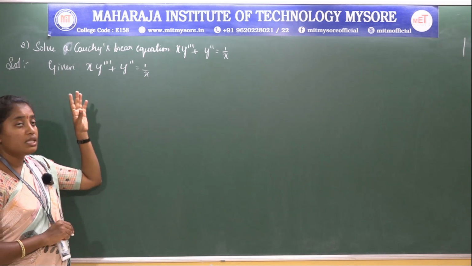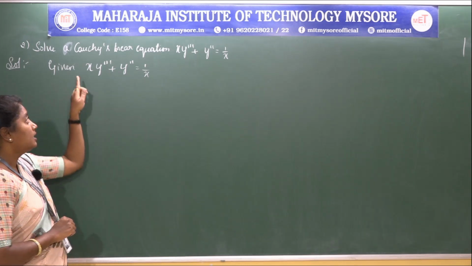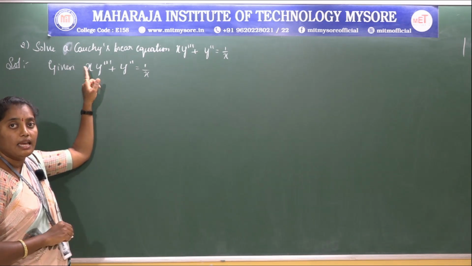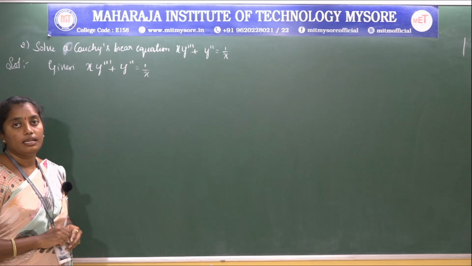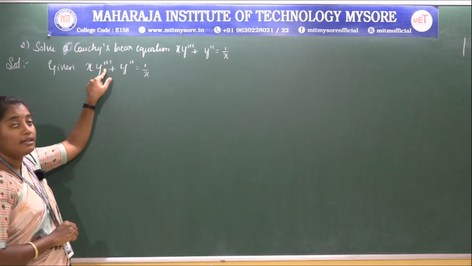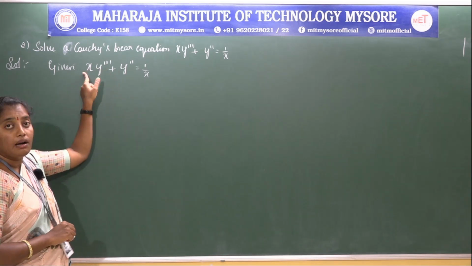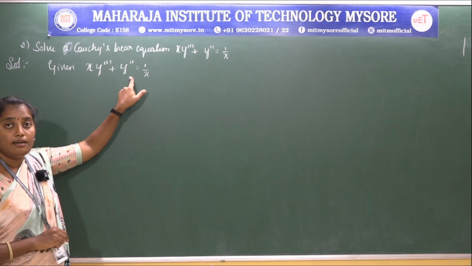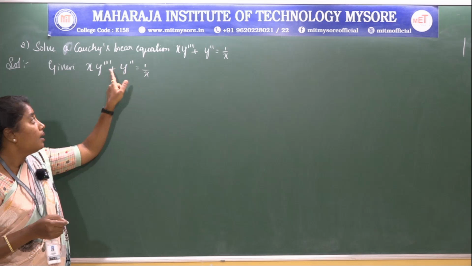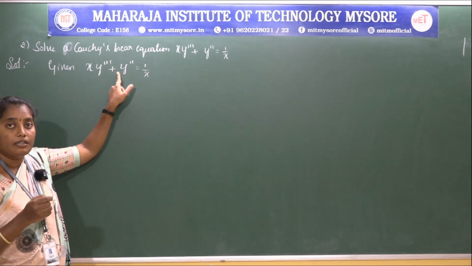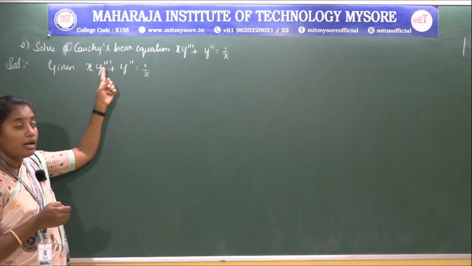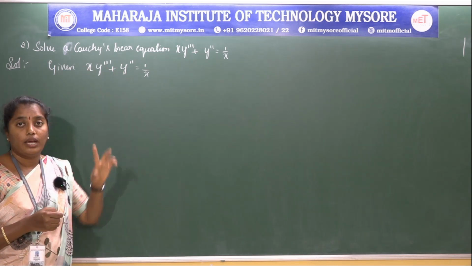For Cauchy's linear equation, the degree of the variable element must be the same as the order of the derivative. Here we have a third order derivative but x power of 1, but we need x power of 3. In the second term we have a second order derivative but a constant term, which is nothing but x power of 0. That means here we need x cube and here we need x square.